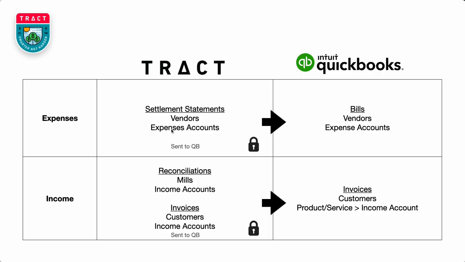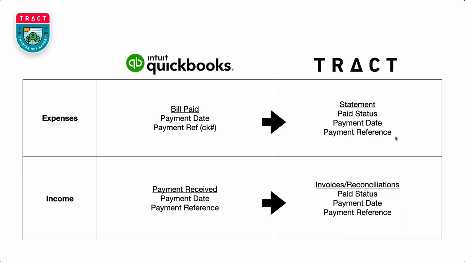Okay, now let's take a look at what happens when QuickBooks sends back information. We just saw this happen. When you mark a bill as paid in QuickBooks, then it's going to send the payment date and the payment reference back to TRACT. It's going to update the paid status. It's going to update the payment date and the payment reference on the statement. Same thing with income. When you receive a payment in QuickBooks and you put in that payment date and the payment reference, that information is going to be sent back to TRACT, and it's going to update the invoice or reconciliation, its paid status, payment date, and the payment reference.